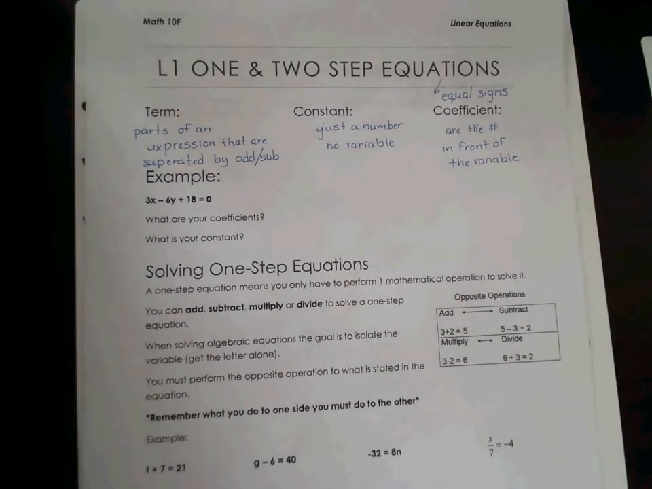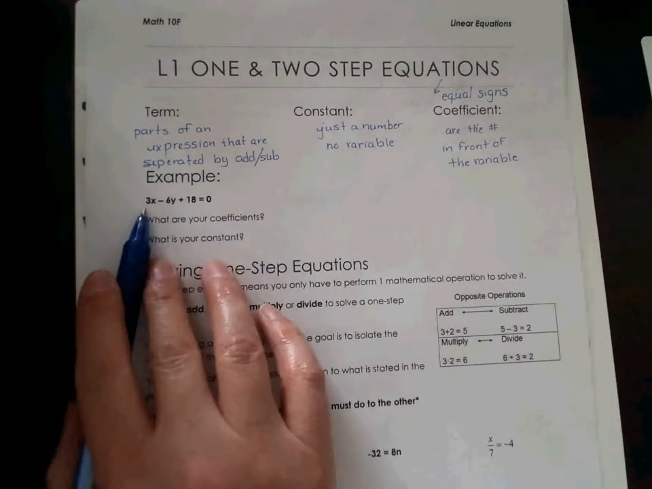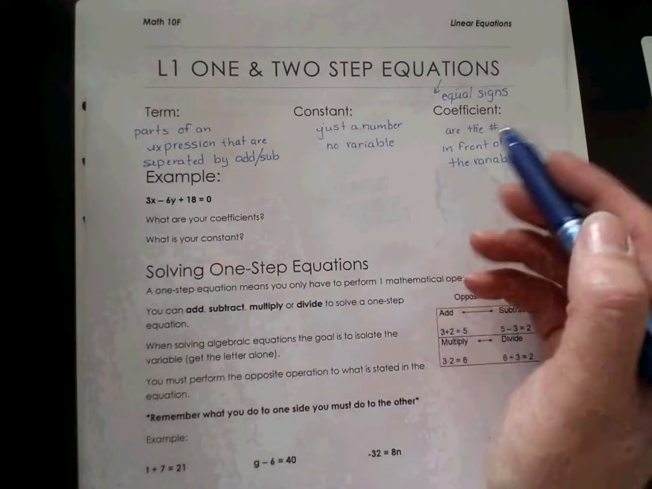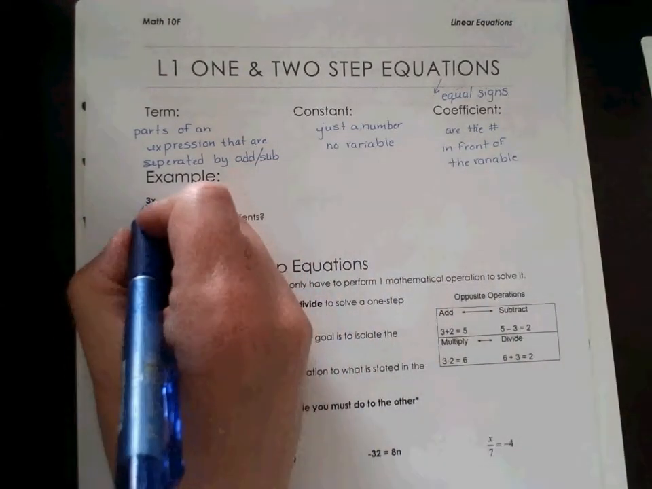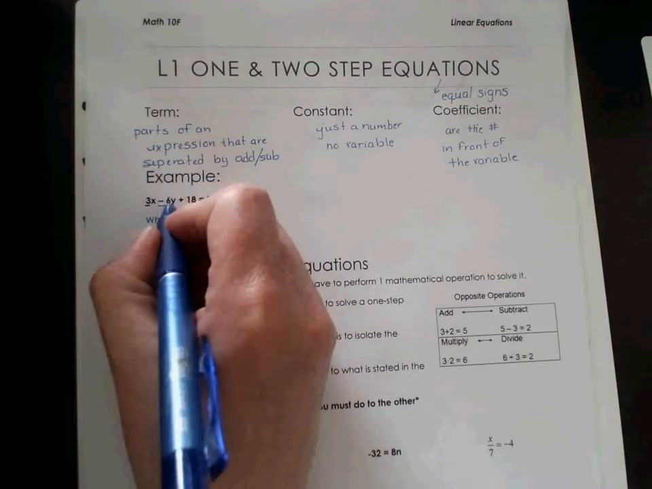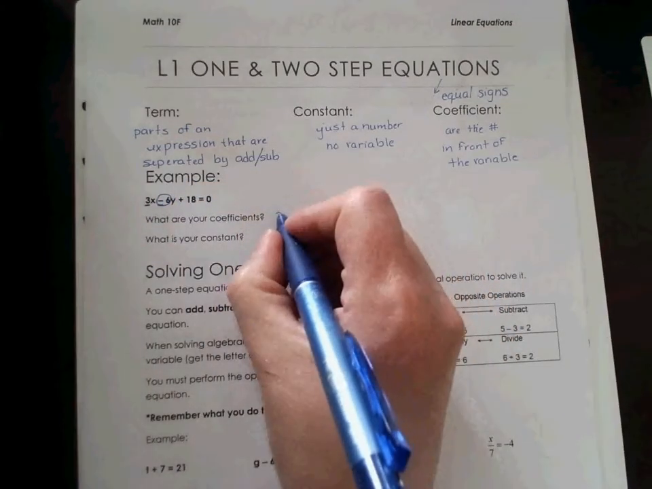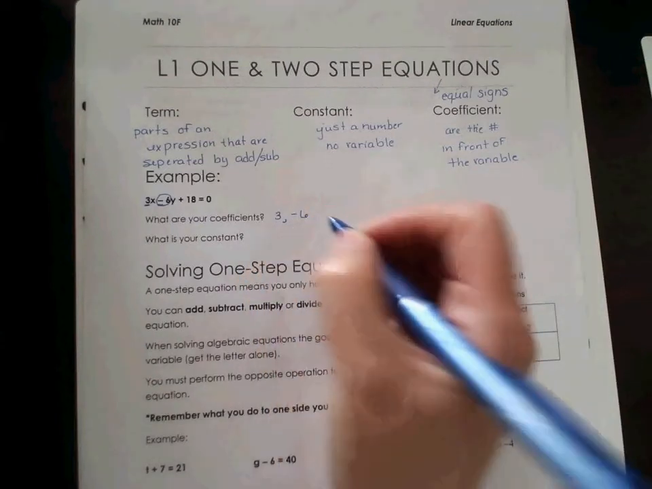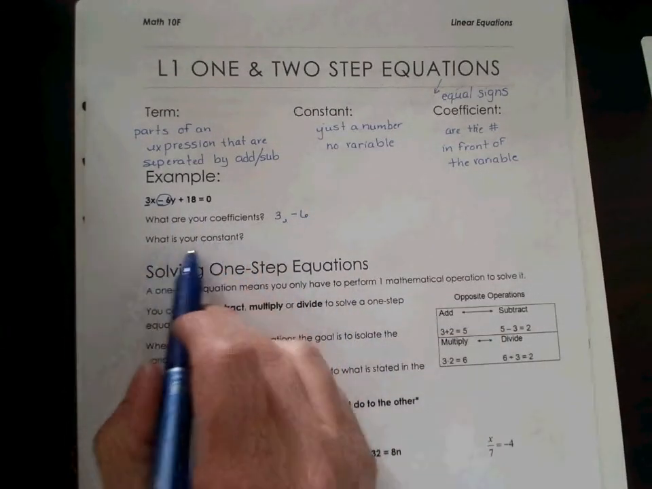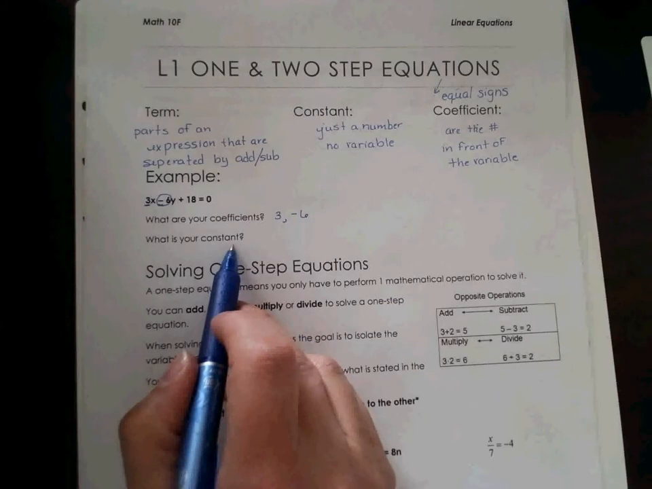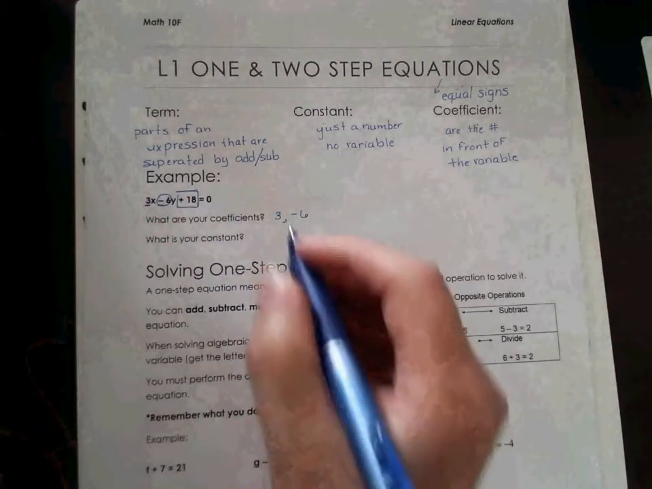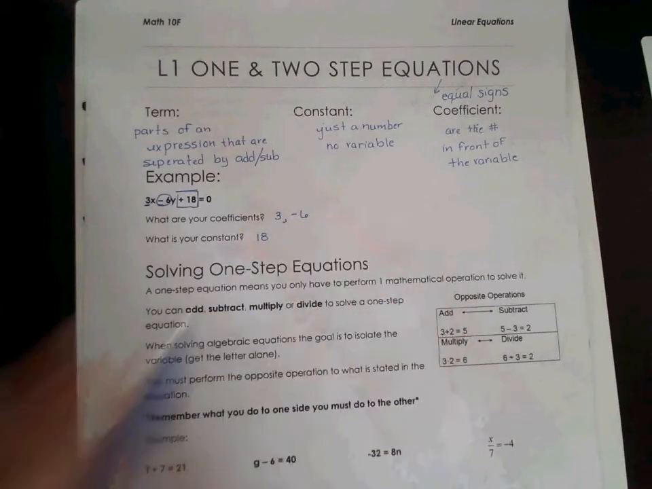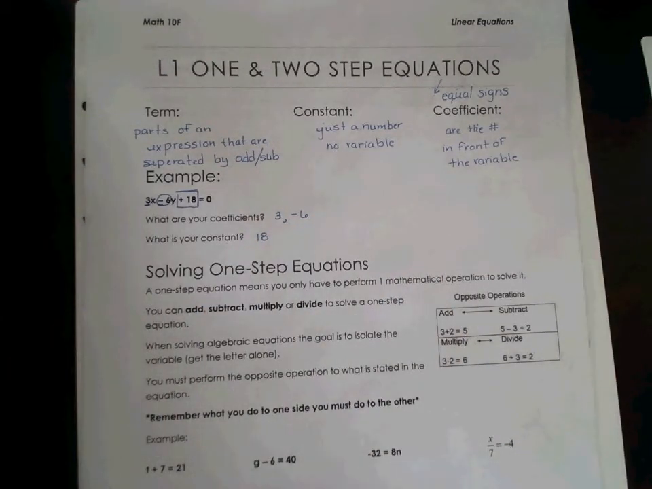So looking at this example here, what are my coefficients? Well, my coefficients are the number in front of the variables. So I have a 3 and I have a negative 6x. So my coefficients are 3 and negative 6. Now what's my constant? It's just the number by itself. So my constant is the number, no letter attached to it, so that's the plus 18. But you guys know all this because you did the polynomial unit and you did awesome at it.